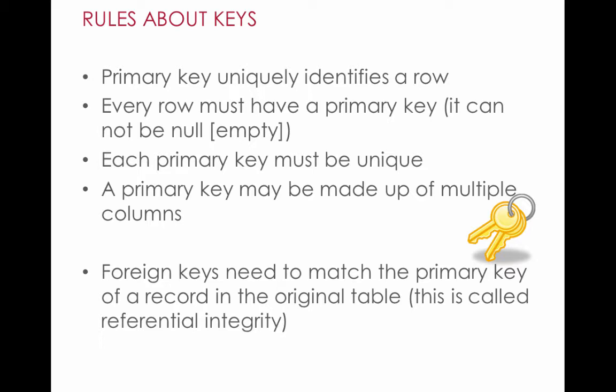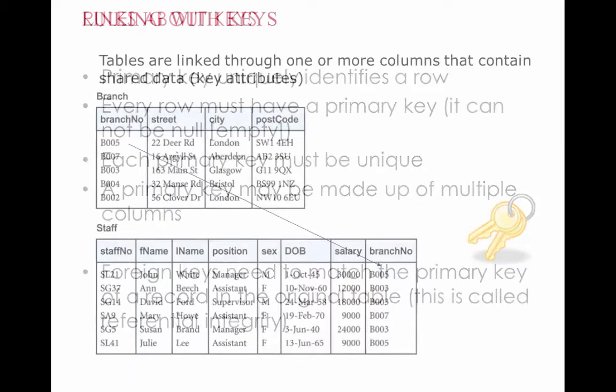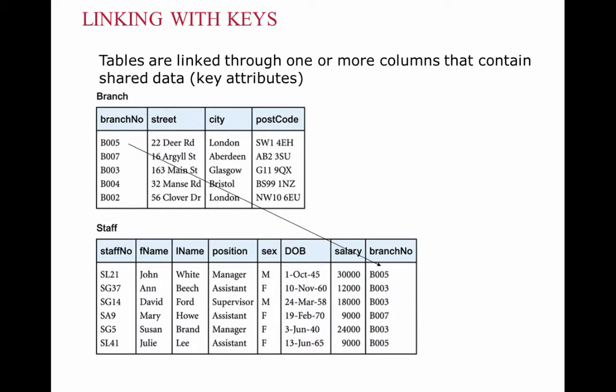And then corollary to the primary keys are foreign keys, and those are the columns in the secondary table that match the primary key in the original table. And this record matching is called referential integrity. So in this example, the branch number is the primary key for the branch table. The staff number is the primary key for the staff table, and the branch number is the foreign key within the staff table.